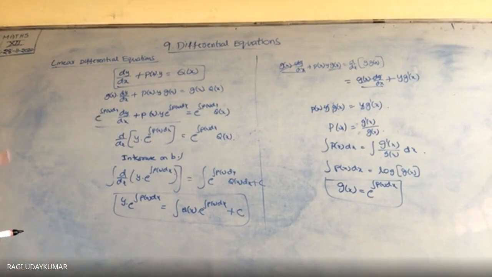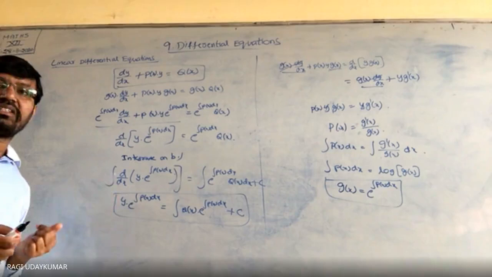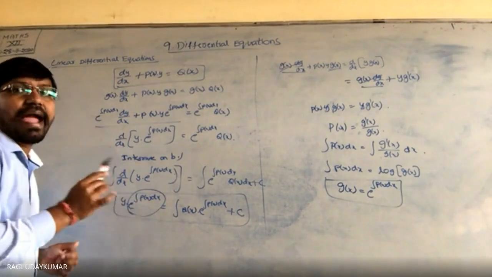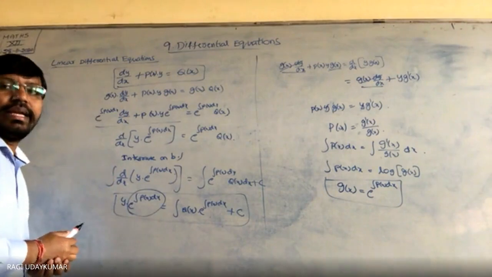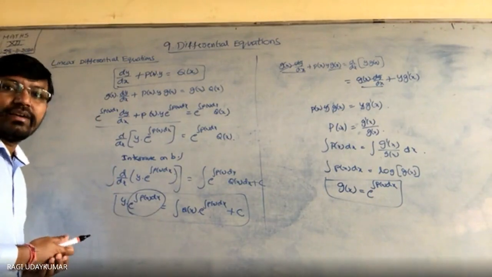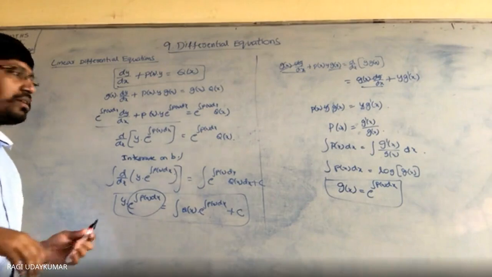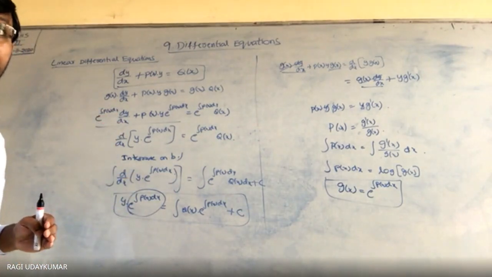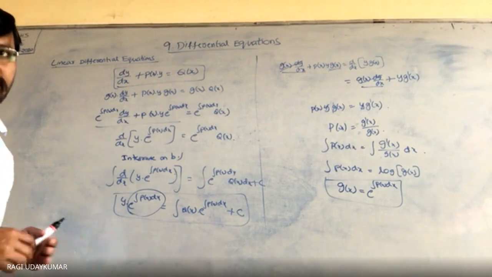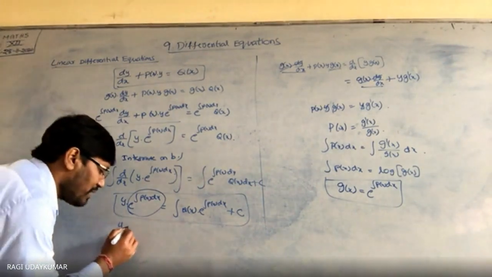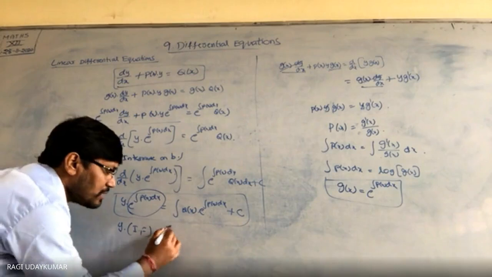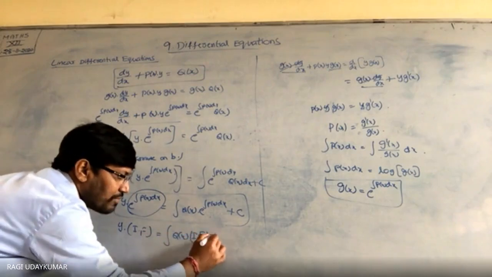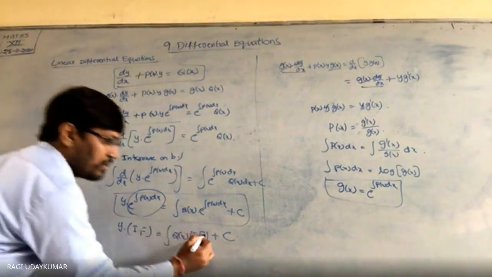We have eliminated dy by dx, we have done the integration, and this part is called integrating factor. What do we call? It is called as integrating factor. So now here, this is a method of proof for why we take the solution like this. So the solution can be written as y into integrating factor is equals to integration of q of x into that integrating factor plus c, dx.